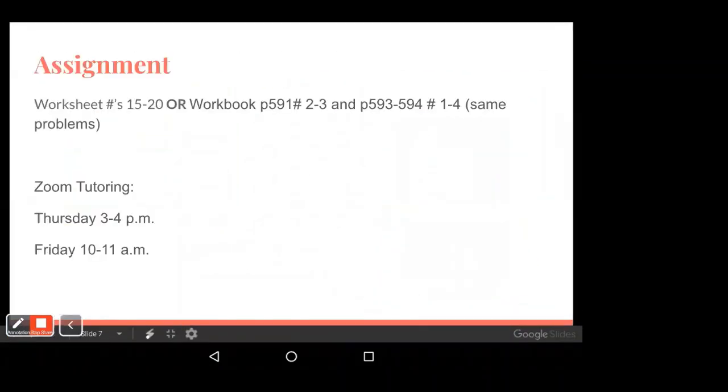Okay, so your assignment is the worksheets numbers 15 through 20. It actually went to a 3rd page just because of all the graphs and charts being on there. Or you can do it in the workbook. It's on page 591, numbers 2 and 3, and then 593, numbers 1 through 4. So it's actually only 6 questions, but like I said, they have the graph to them.